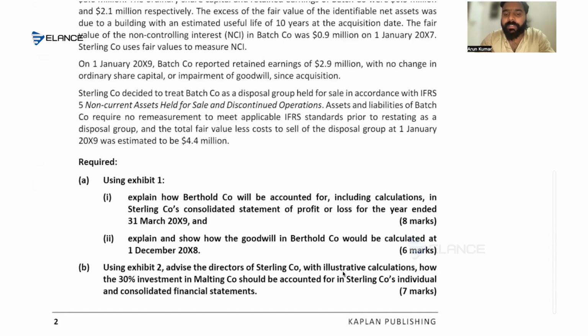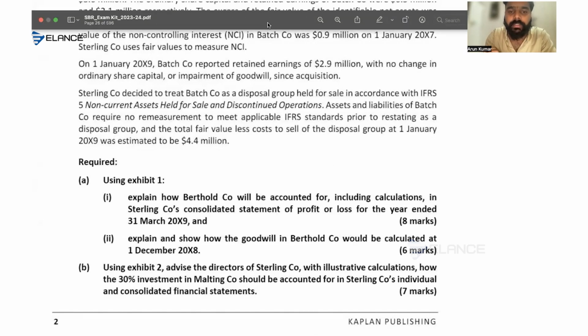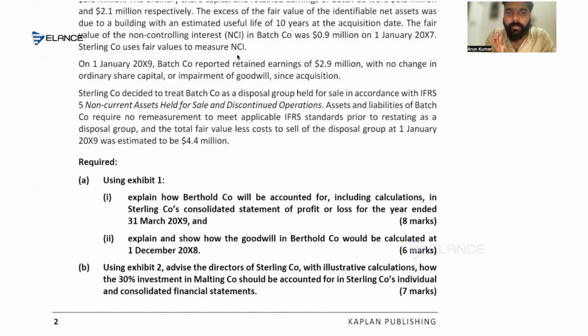Advise the directors of Sterling with illustrative calculation how the 30% investment should be accounted for in the individual and consolidated affairs. Before looking at the question itself, I know that a 30% investment is going to be an associate, if you have properly learned the knowledge part. So tell me how the associate should be accounted for in the consolidated statement. Equity method, right? Equity method.